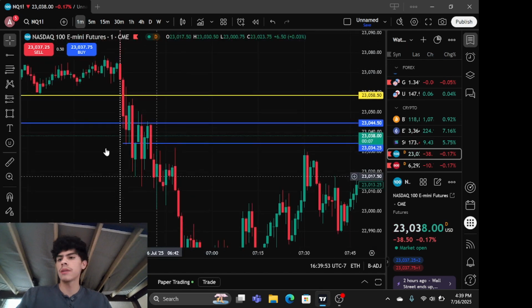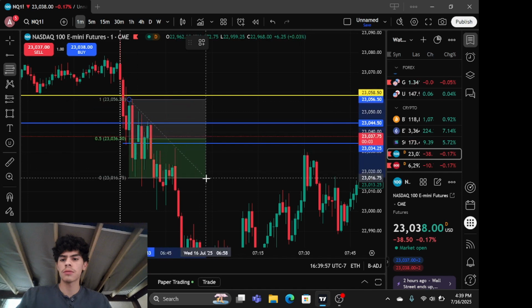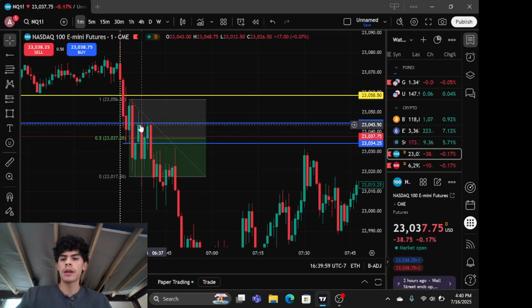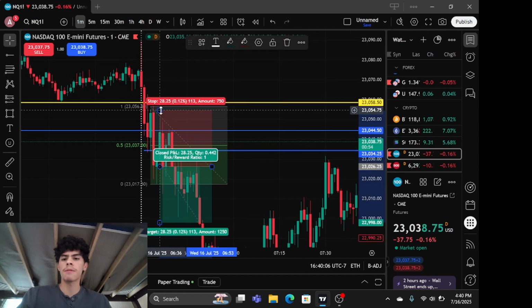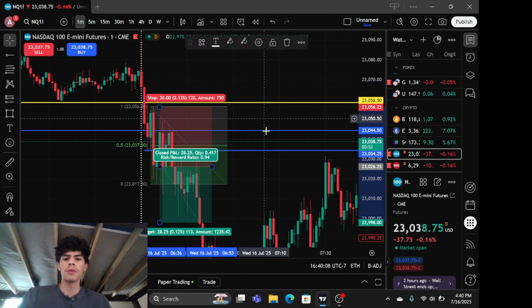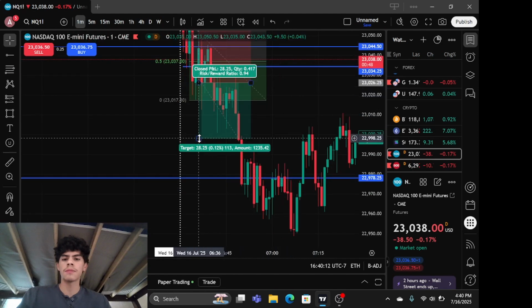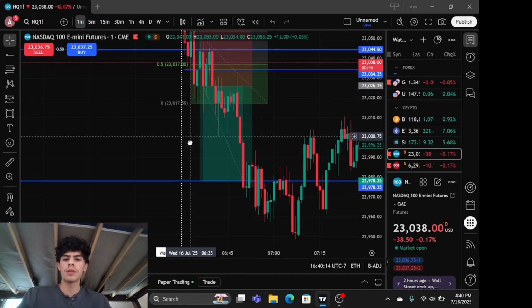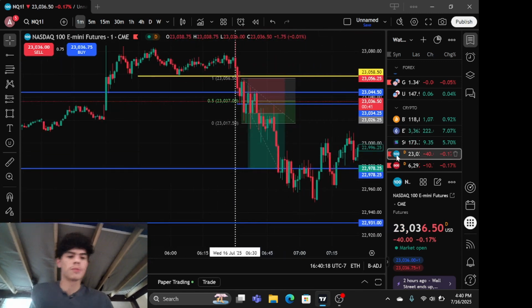Right here, we come up into equilibrium, and then we get a good bearish sell candle right here. I enter there, put my stop on top of the equilibrium. Okay, we put it there. We put our take profit on here because it was pre-PPI and we're not trying to risk as much.